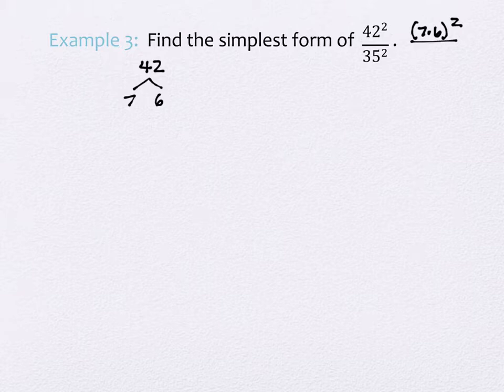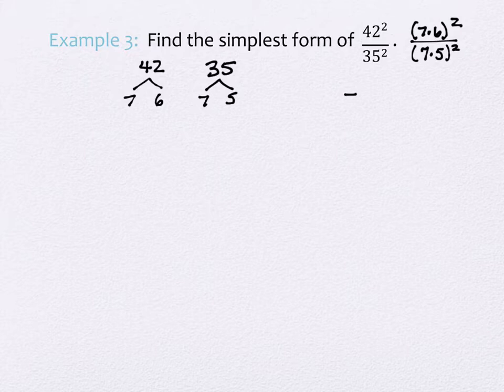So let's take a look at what you would want to do instead. So what we would want to do instead is to take the 42 and to take the 35 and to factor those. So what is 42 if we factor it? Yep, 7 and 6. So in the top of this, we really have 7 times 6 squared. And what is 35 if we factor it? 7 and 5. Okay, is everybody good so far? All I've done is replace the composite number with its factorization.